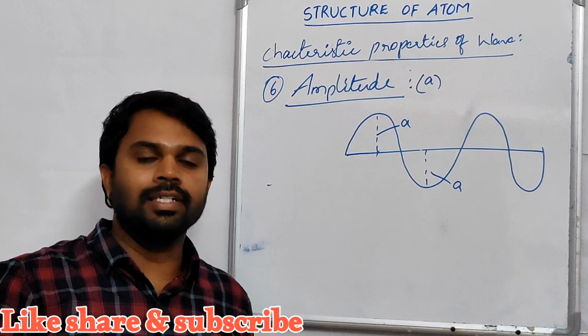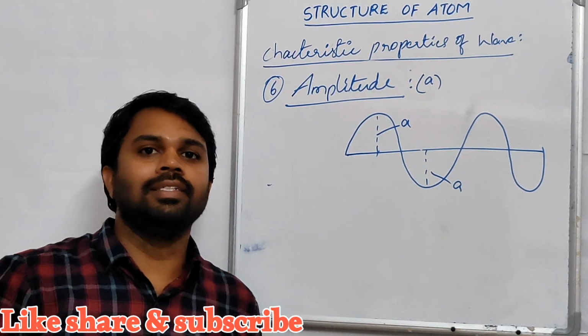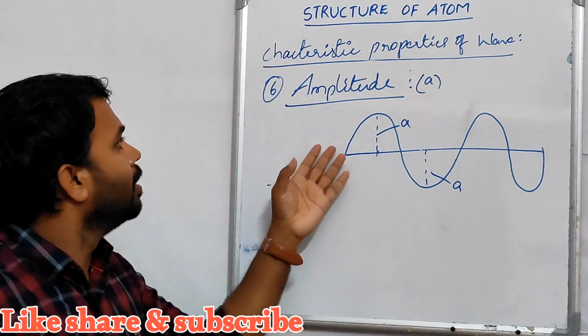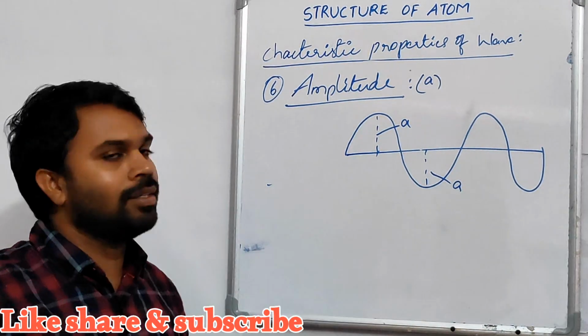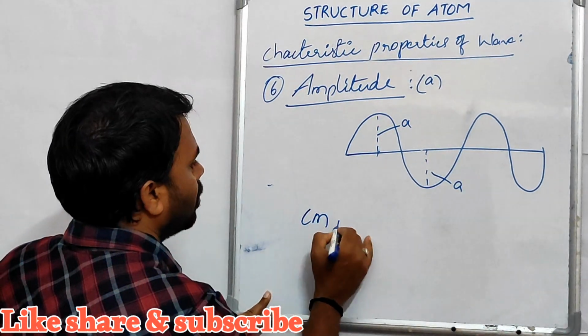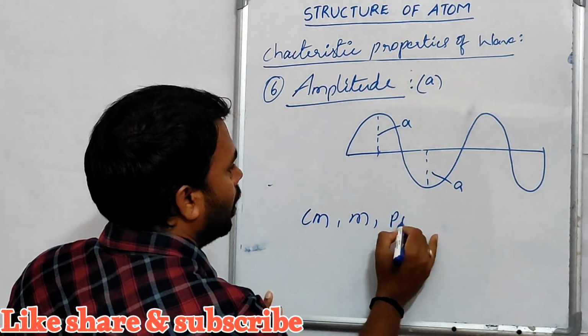Amplitude is a measure of the intensity of a beam of light. Intensity is nothing but the brightness of the light, and it is an independent property. It does not depend on any other property of the wave. Units are centimeter, meter, picometer.